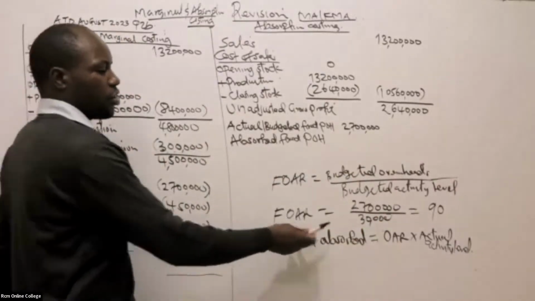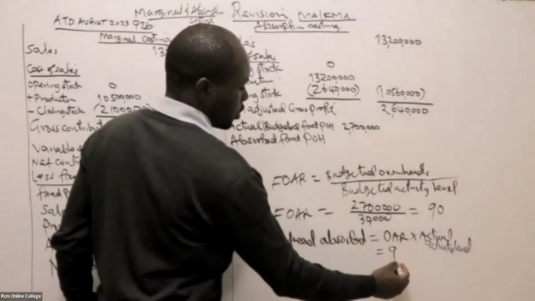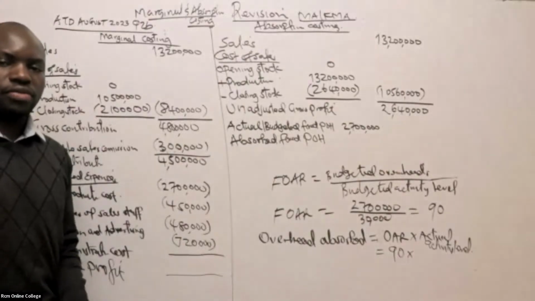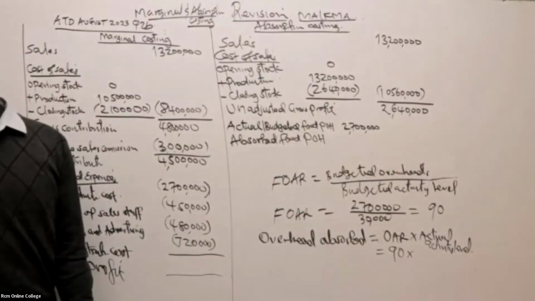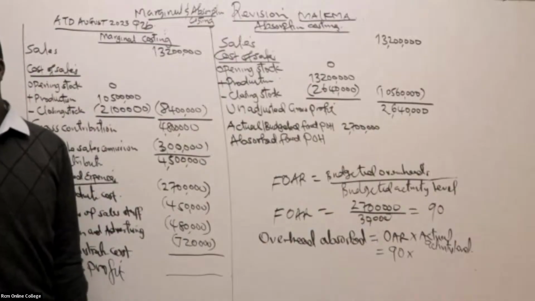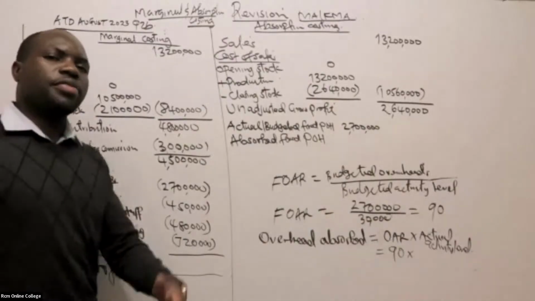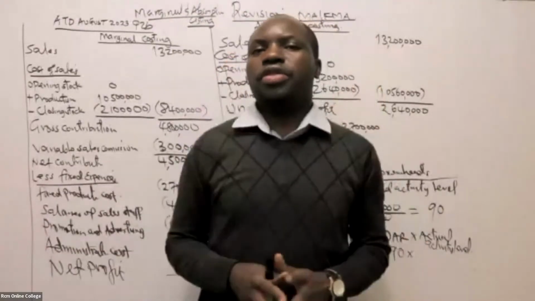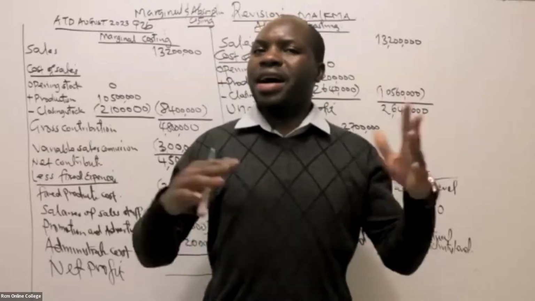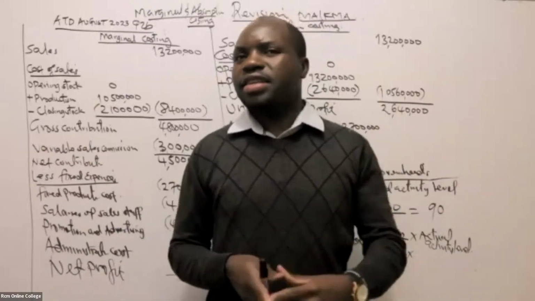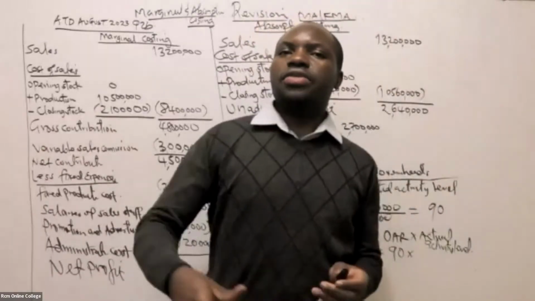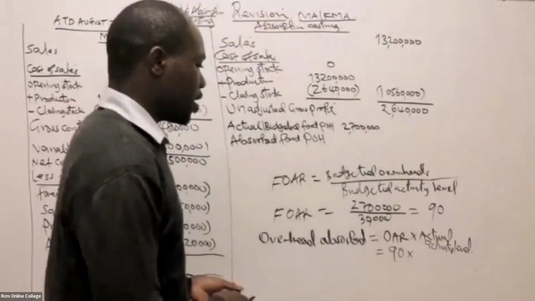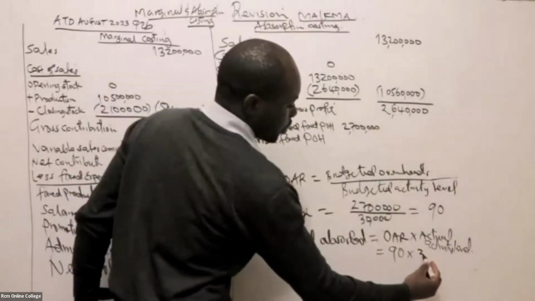So our overhead absorption rate, already calculated here, is 90, times actual activity level. How many units were actually produced? They have not mentioned the budgeted. They have not specified that is the actual units that were produced, right? If they have not mentioned that, it means our budgeted is equal to actual. So I now take 90 times 30,000.